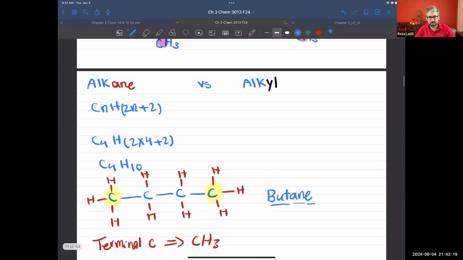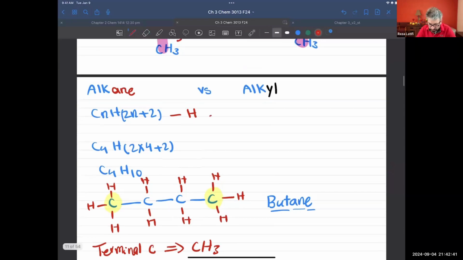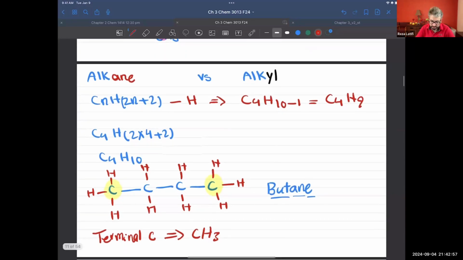Okay, and how about the alkyl? What's the alkyl? Alkyl, if you subtract 1 hydrogen from alkane, you will get alkyl. So right now, I have 10 hydrogens. If I subtract 1 hydrogen from them, this is the formula that I will get. Technically, I will get carbon 4 times, and then hydrogen, I had 10, so I'm going to say 10 minus 1, and the formula will be C4H9. That means one of the carbons is not going to be saturated. So let's go after one of these carbons. It doesn't matter which one you want to pick for now.